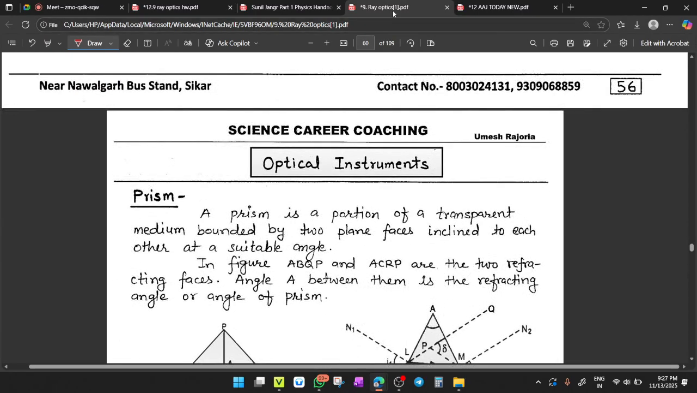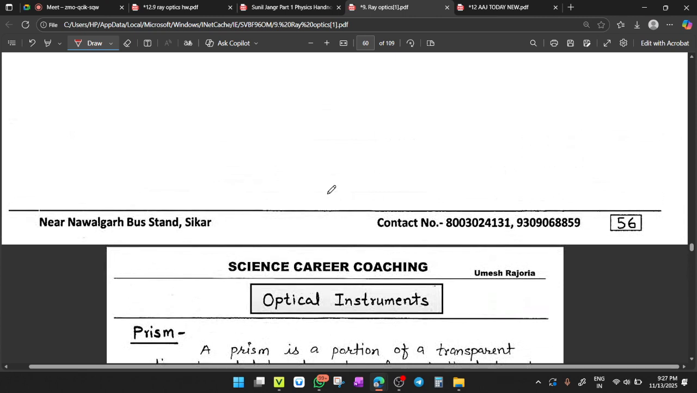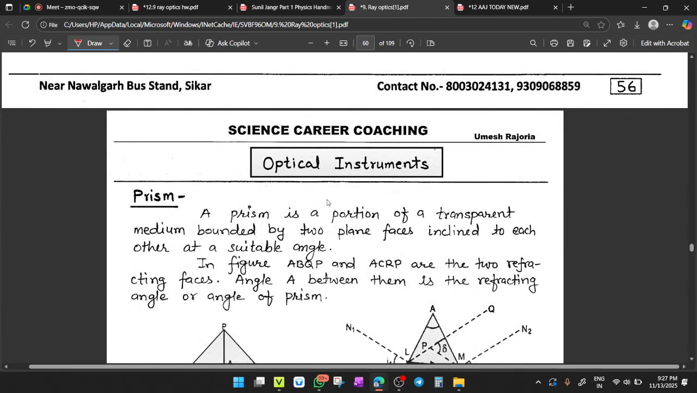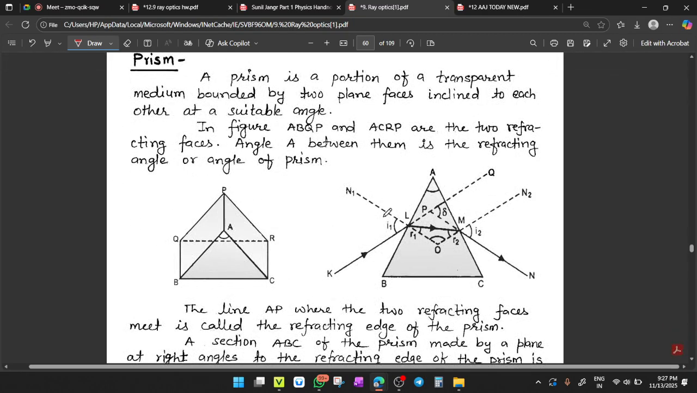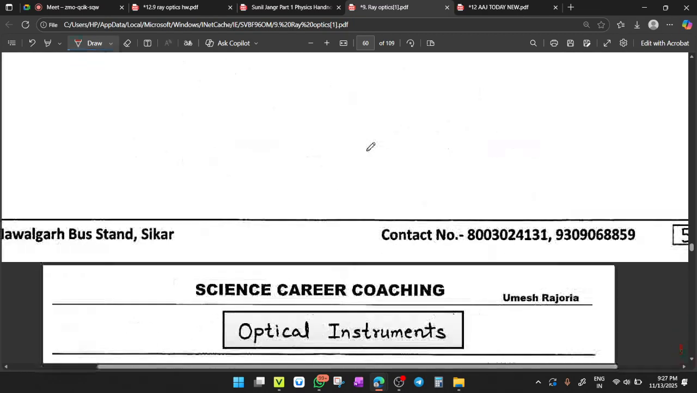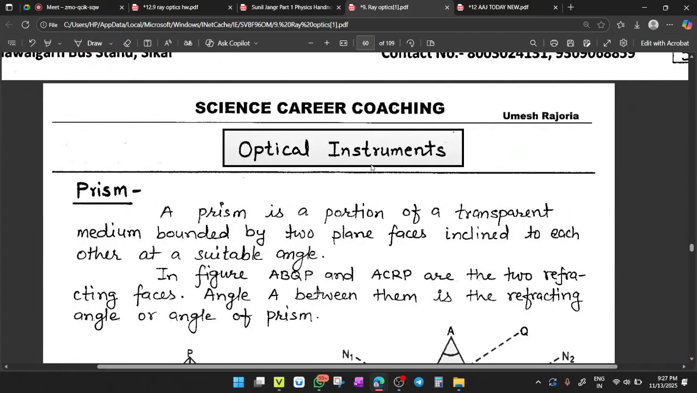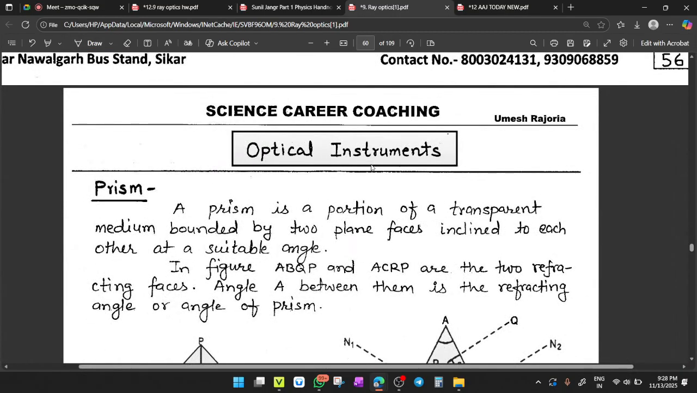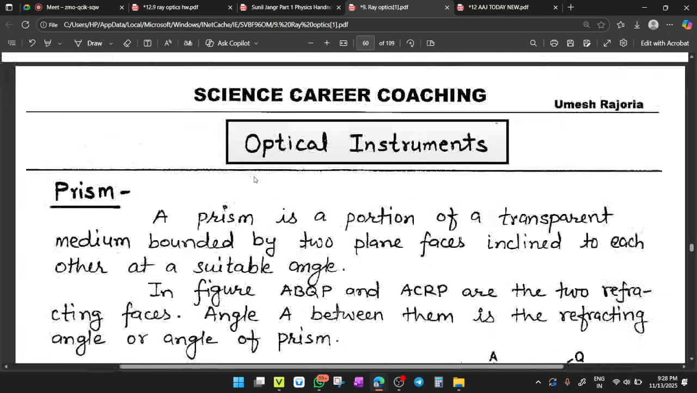So this is the end of our lens and refraction. Now we are moving to our next topic. Okay, students. Our next topic is optical instruments. We are starting optical instruments here, and our first topic in optical instruments is the prism.